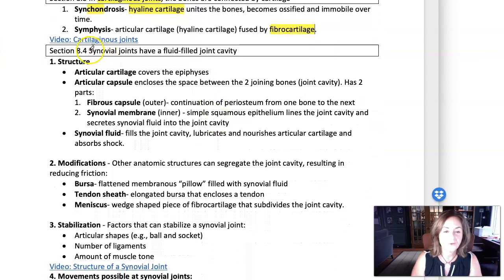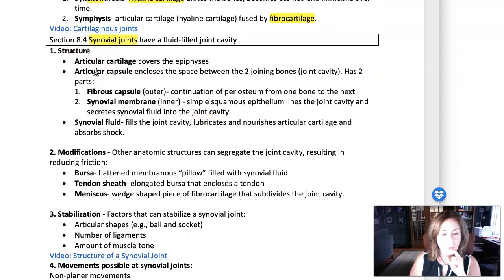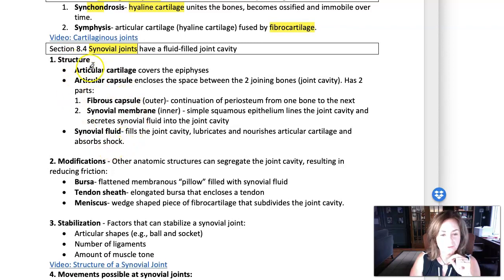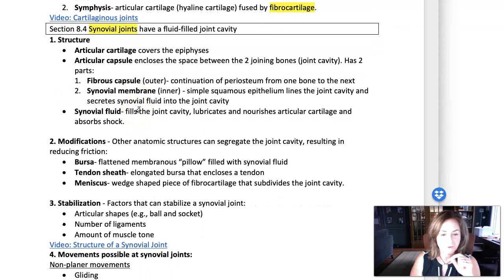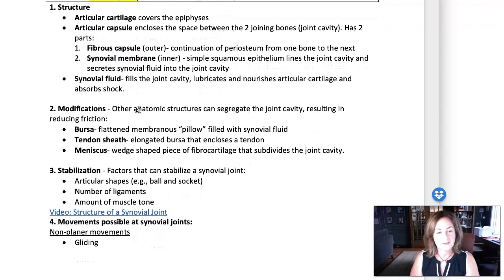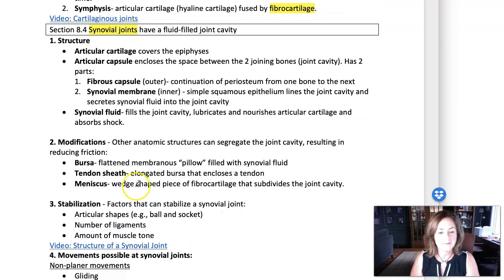So a synovial joint is the fluid-filled joint that has, like, they're all diarthrotic, they're all freely movable. And so I'm going to let you watch the video regarding the structure, because I mark up a picture there, and I think that that will make sense in the structure of a synovial joint. I'll show you some of these other things.